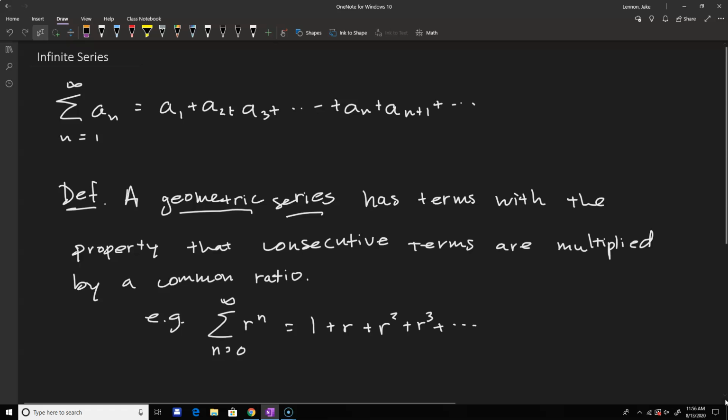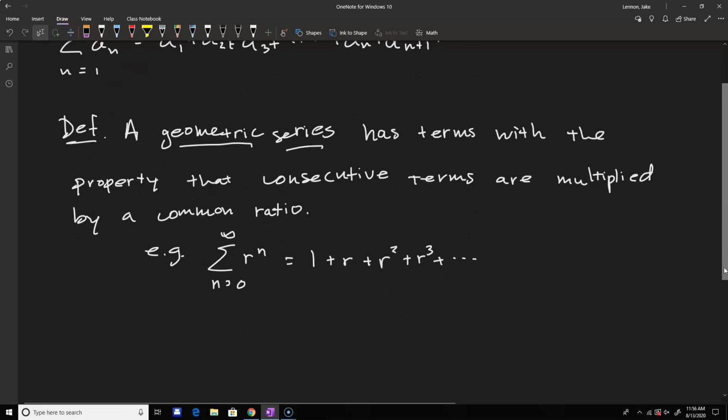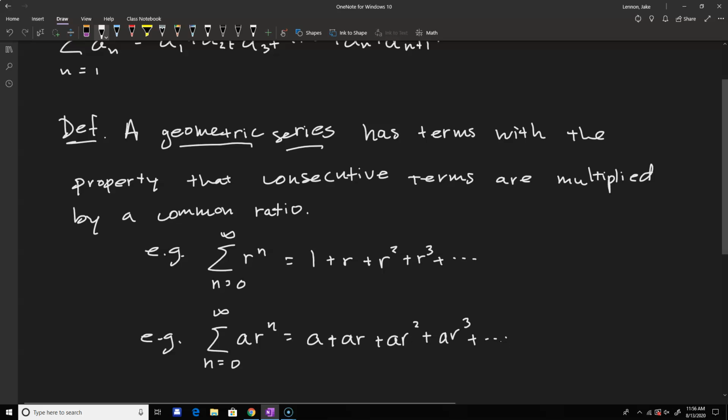Similarly, you could have it not starting with 1, but starting with some other number, let's say a. Then we could have a times r to the n, where instead of starting with 1, we start with this number a, and then we get ar, ar squared, ar cubed, and so on. This series continues as well.